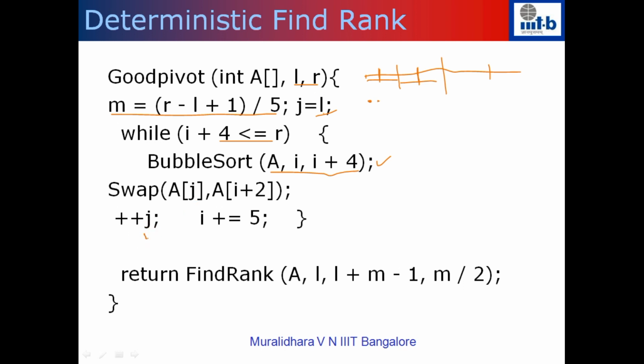Every time, J increases by 1 and I increases by 5 because we are looking at groups of 5. So after you do the bubble sort, the I plus 2 value will be the median of this group. We exchange it with the jth position, and increment J by 1 and I by 5.